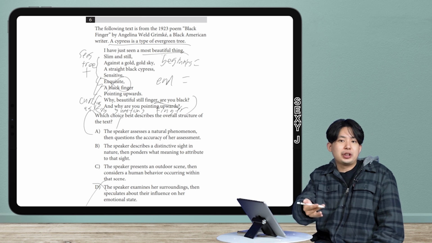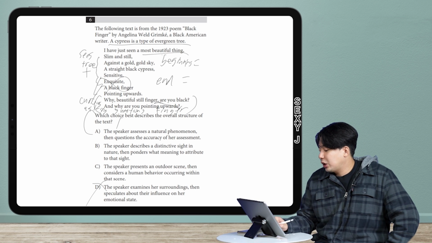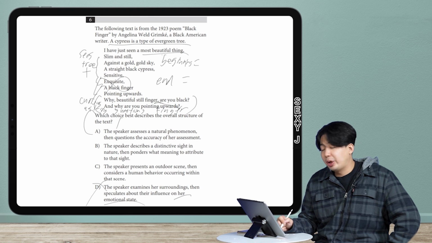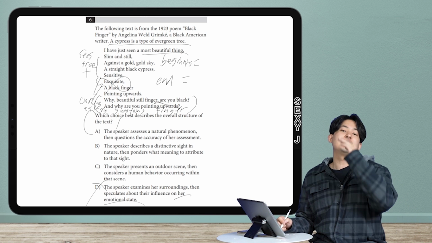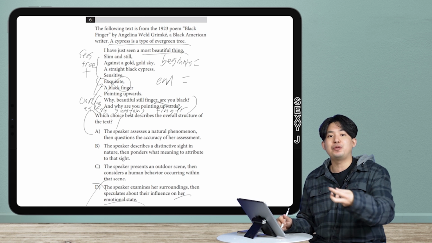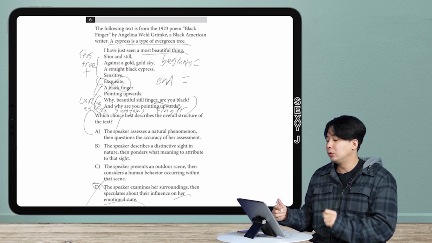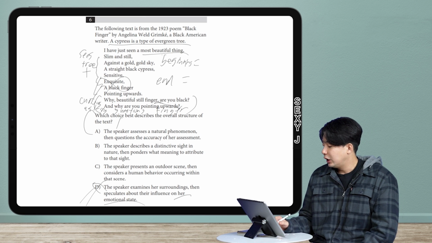So then it's the second part that I have to, again, put pressure on. Speculates about the influence on her emotional state. What word do I have about how she feels? Nothing at all. Again, you would think, oh, if she's looking at a beautiful thing, then she probably feels whatever, fill in the blank. Probably in real life. Did the poem tell us? No. I have no idea how she feels. Okay? And then, what else?